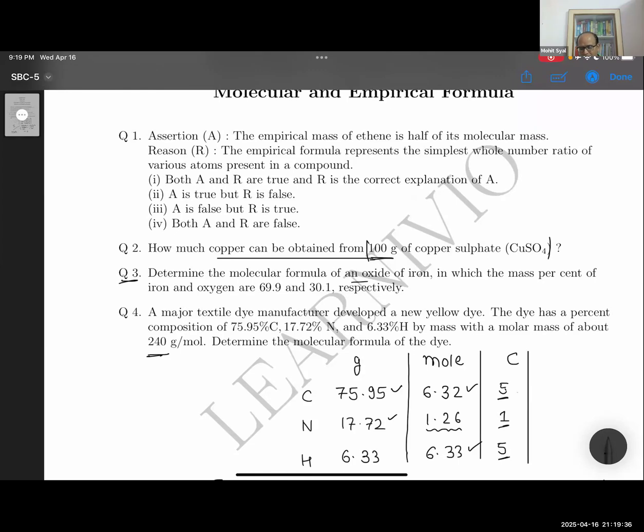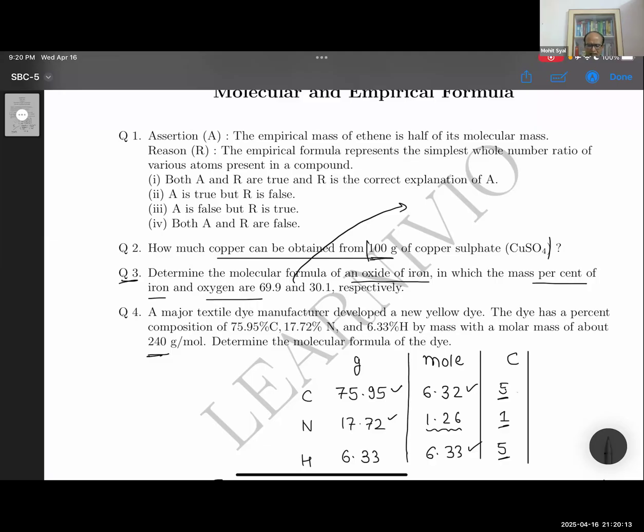The molecular formula of iron oxide in which the mass percentage of iron and oxygen is given. How did you do it? Is this FeO or Fe2O3 or Fe3O4? I got it as ferric oxide, Fe2O3. Yes, then it is okay. Fe2O3 is an ore of iron that exists. After finding the simplest ratio, the empirical formula, I got ferric oxide. But to find the molecular formula, you need the molecular mass too, right? So I just kept it at 160 only, and then I got n as 1.